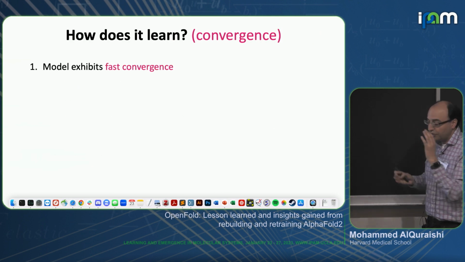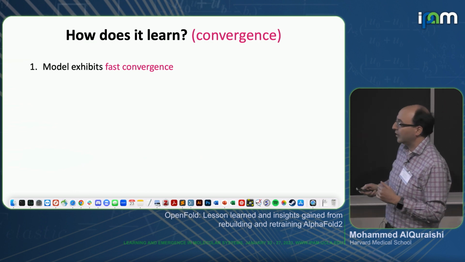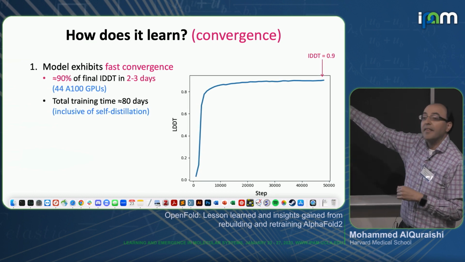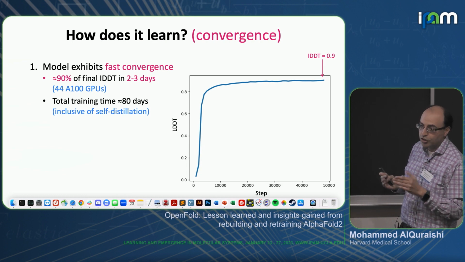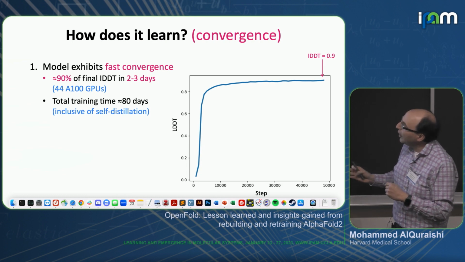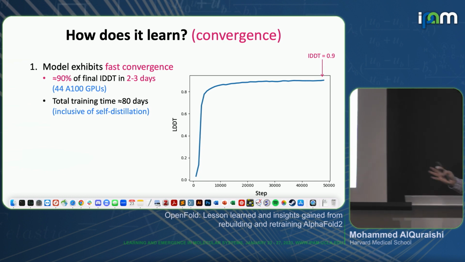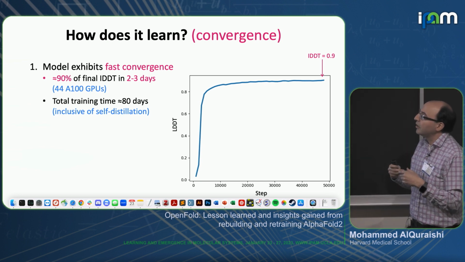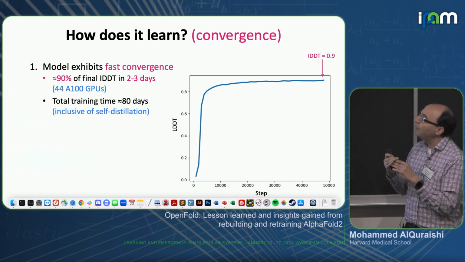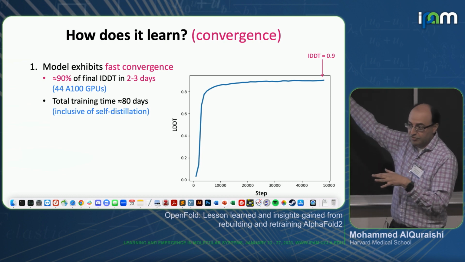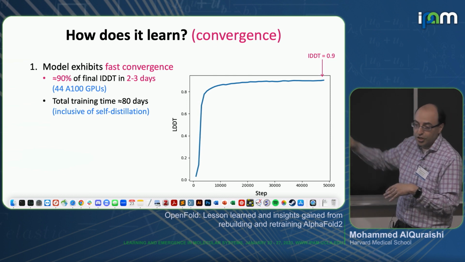Let me now get into some of the things we've begun to learn. First is convergence characteristics. What's interesting here is that it seems to learn rather quickly. We trained it for about 80 days on 44 GPUs, but in just the first 2-3 days, you see about 90% of the performance recovered. That's really important, because if you're trying to explore hyperparameters of the model, you wouldn't want to wait and put in a very large investment in GPUs. If you're able to iterate more quickly, that's valuable, and that suggests that you could in fact do that.